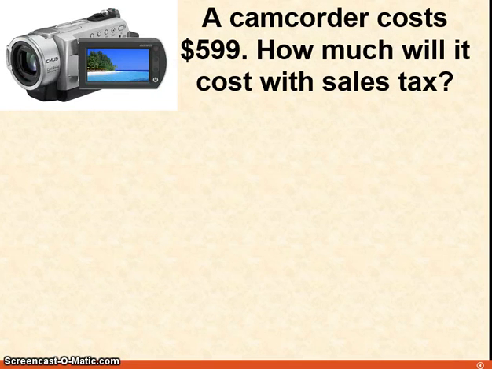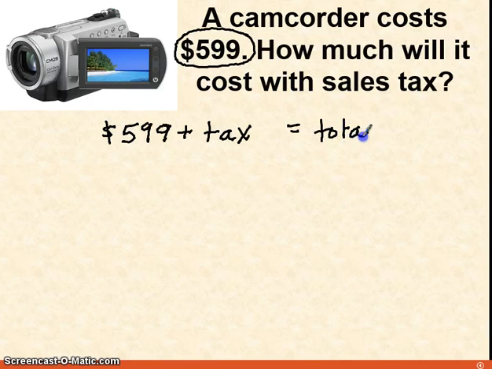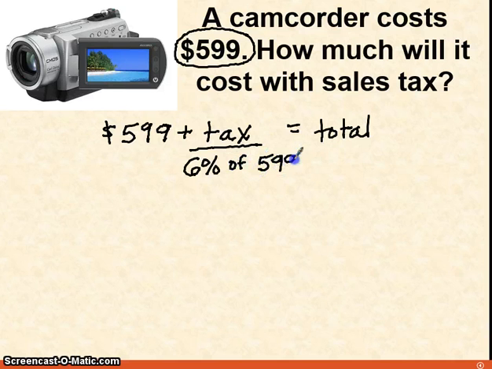Let's try another example. If we bought a camcorder that cost $599, would we walk out of the store paying only $599? No, because we will also have to add our tax to that. So we know that $599 plus our tax will be our total cost. So how do we figure out this tax? We'll figure it out by calculating 6% of the cost of the camcorder, which is $599. So we need to take $599 and multiply by 0.06.